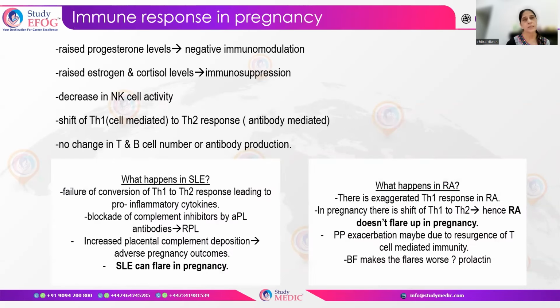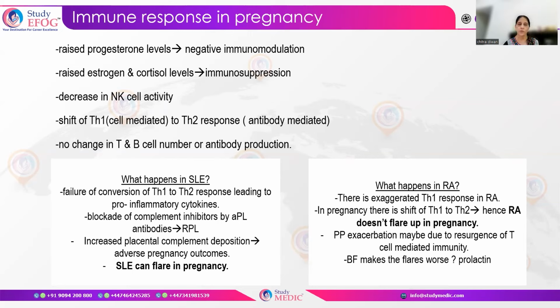Now, before starting the main points of these connective tissue disorders, we have to understand the changes in the immune response in pregnancy. We know that in pregnancy, there are high circulating levels of progesterone, estrogen, and cortisol. All of these have a negative immunomodulation, and they lead to immunosuppression. Also, there is a decrease in the NK cell activity, that is the natural killer cell activity.